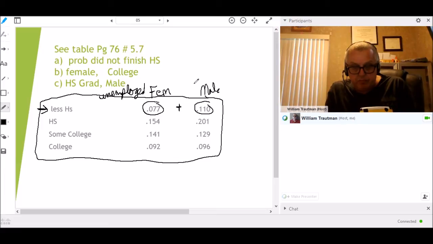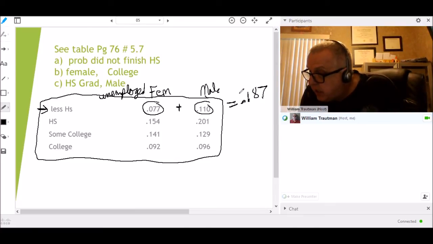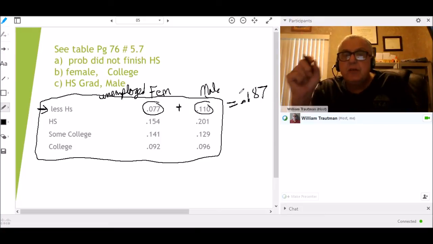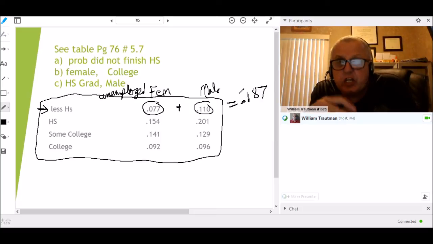0.077 plus 0.110 and 0.187. So the question was, again, if one unemployed person is selected at random, what is the probability that he or she did not finish high school? 0.187 is the probability that a person is in this category, unemployed and did not finish high school.